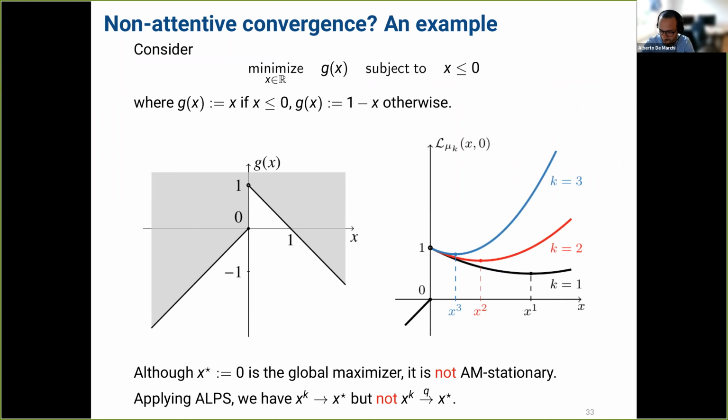If we start from the right, let's say from positive x, we get the iterates x1, x2, x3, and they converge to x star equals 0, but from the right, meaning that q of xk tends to 1 and not to 0 in this case. And so the theorem we gave before does not apply in this case.